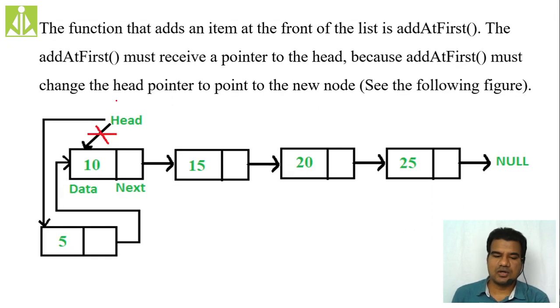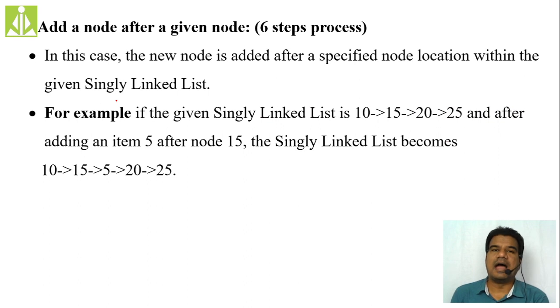So the next concept is adding a new node after a given position. Basically, we specify after how many nodes we want our newly created node to be inserted, and that number of nodes we will give, and ultimately our newly created node will be added after that location. It is a 6-step process.